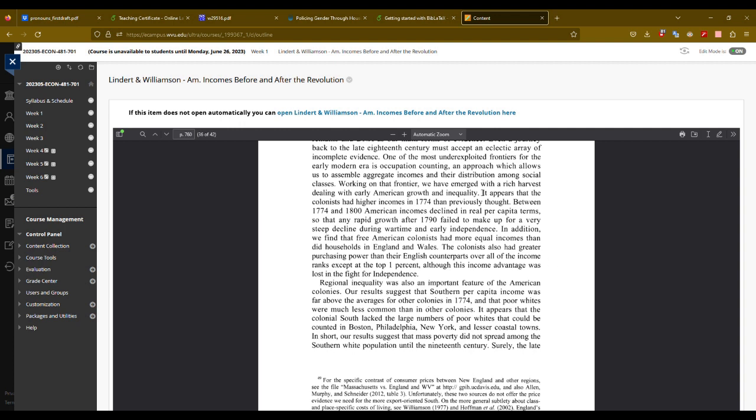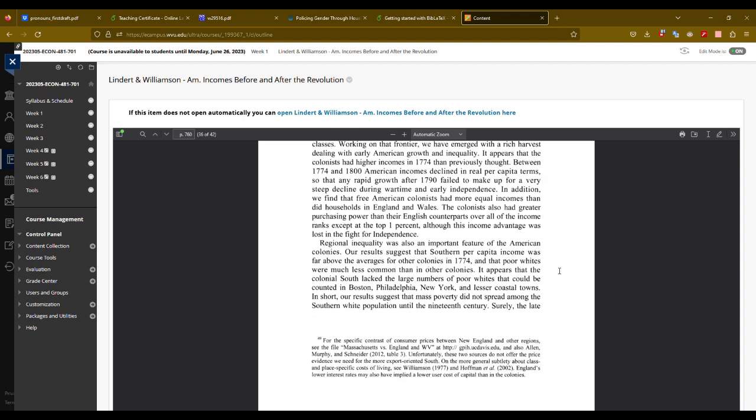So here again, we are reiterating their results, but the phrase "than previously thought" clues us in to how what they found is different from what was previously in the literature. But then they say between 1774 and 1800, American incomes declined in real per capita terms, so that any rapid growth after 1790 failed to make up for a very steep decline during wartime and early independence.